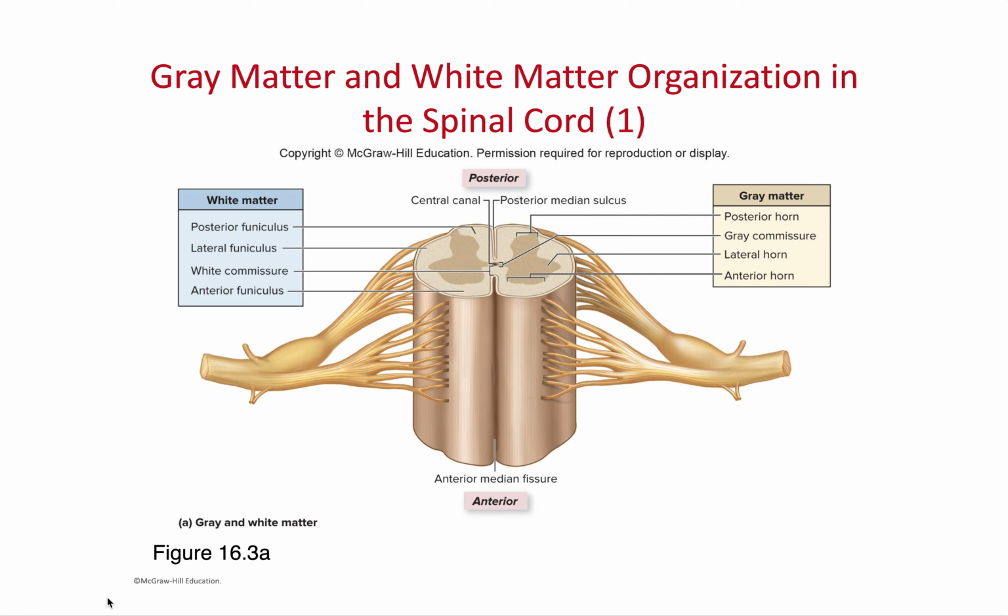When we're looking at the different types of white matter, white matter, again, is divided into funiculi. White matter is going to contain the axons. We'll have the posterior funiculi, we'll have the lateral funiculi, and we'll have the anterior funiculi. So inside each one of these funiculi, there's going to be multiple tracts.